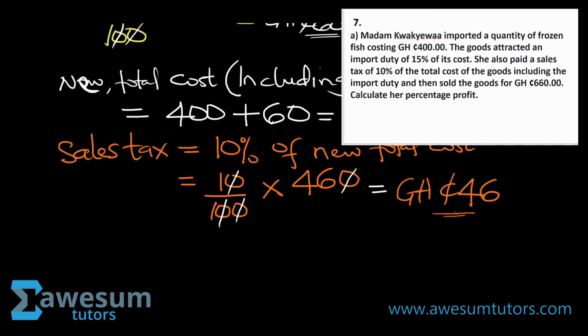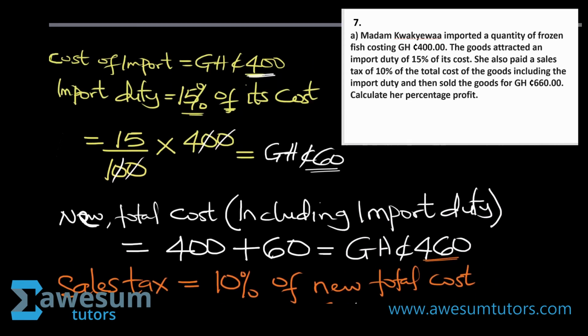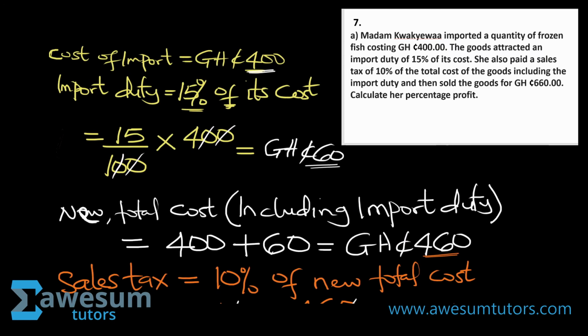Now the question says calculate the percentage profit. One thing you need to look at right here is that Madam Kwakyewa has already spent 460, and also 46. How did we come about 460? She started with importing the frozen fish with 400, right?